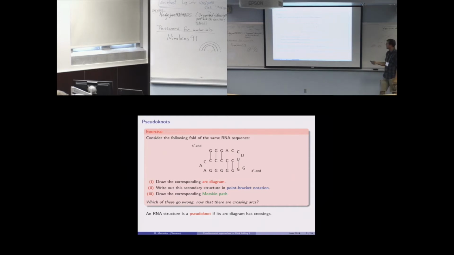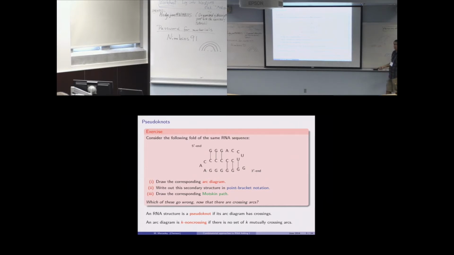OK, so this is an open-ended question. What goes wrong if there are no crossing arcs? Instead of answering this, I'll let you discover it. You'll notice that you can do the point bracket thing, but nowhere in there does it say that it's a pseudoknot. So you've lost information. So these things are not really that helpful for encoding pseudoknots.